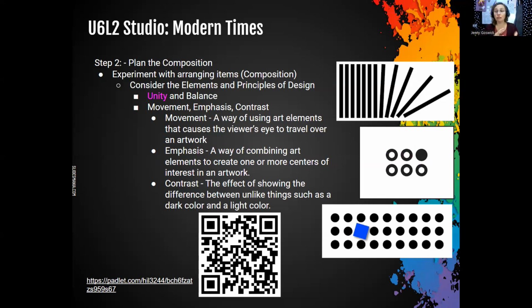Contrast is the effect of showing a difference. So unity often is creating something the same, whereas contrast is going with something that's different. So you can see in that bottom example with all the circles, then all of a sudden we have this blue square. That blue square really draws attention. It has contrast and it takes away unity in the piece. Is it bad? No, not necessarily at all, but it's just what is the goal? Okay, our goal is to have unity in our pieces, and being aware of emphasis and contrast and movement, those can also play a role in how strong our unity is.